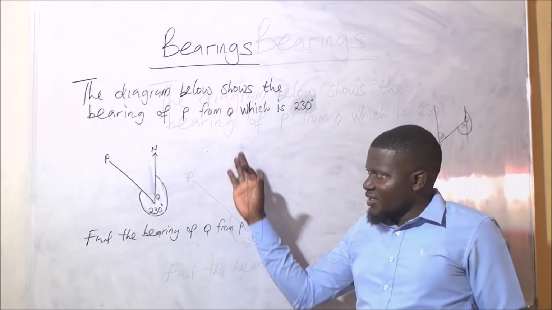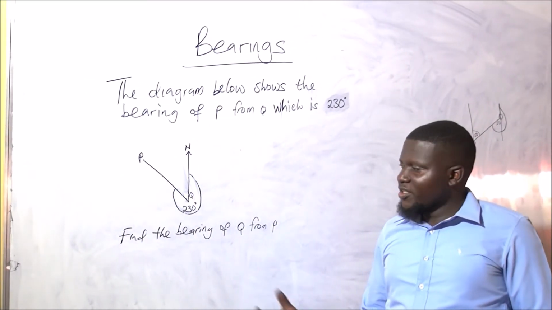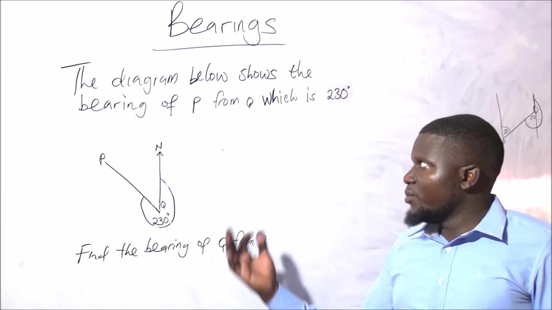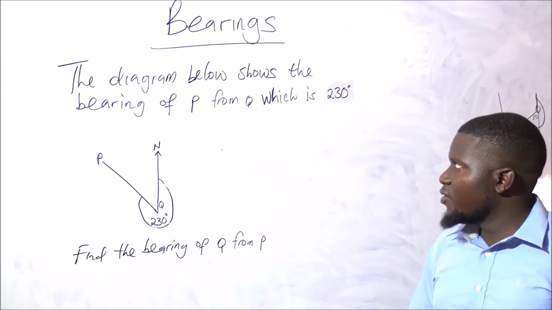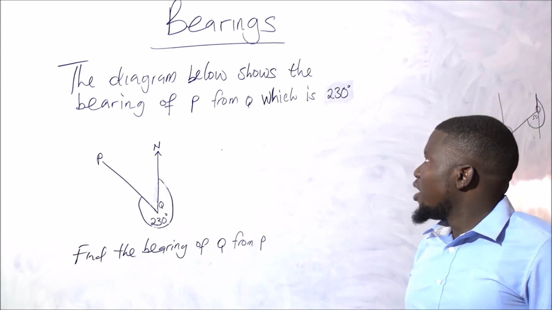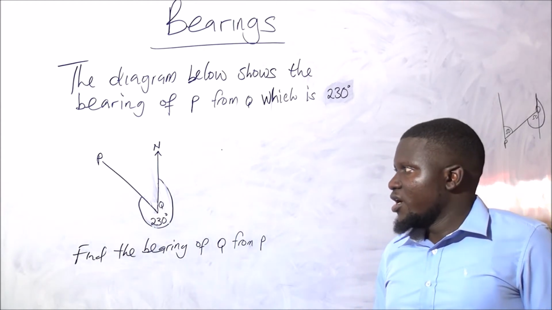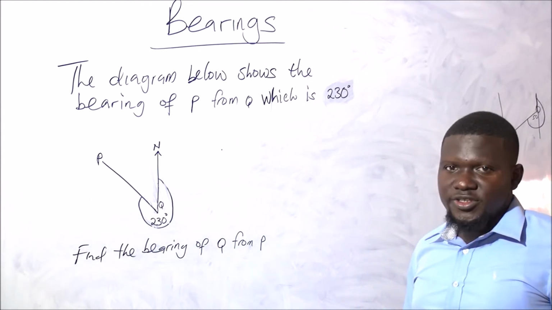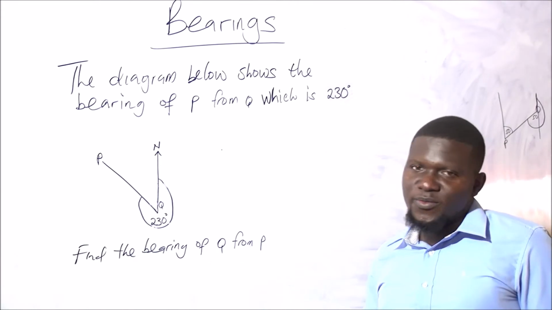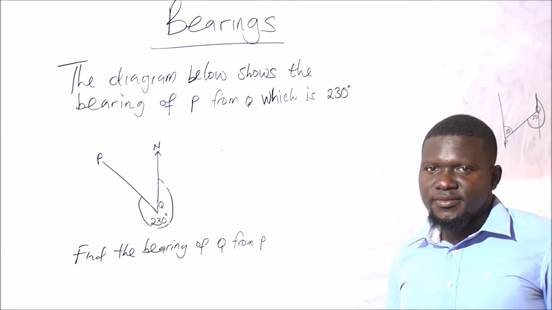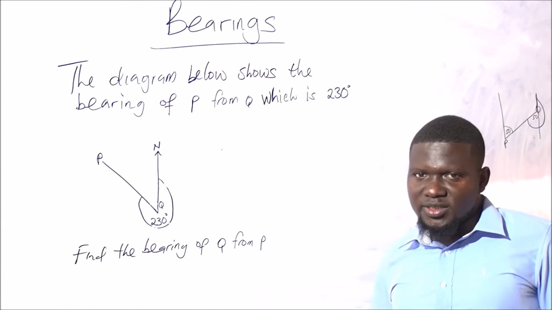Yeah, so let's look at the other way they can phrase a question on bearing. Looking at this question here, we'll be given the diagram below shows the bearing of P from Q, which is 230 degrees, which is this one. And then they've asked a question to say, find the bearing of Q from P. How can you solve this problem? Meaning that P has to be the starting point.